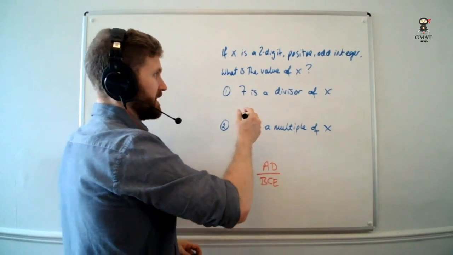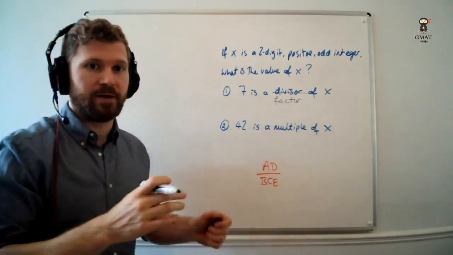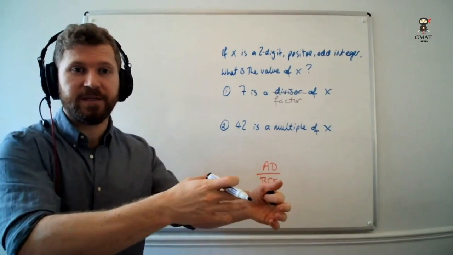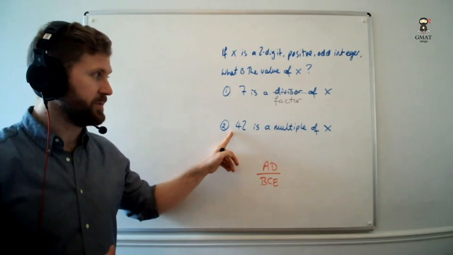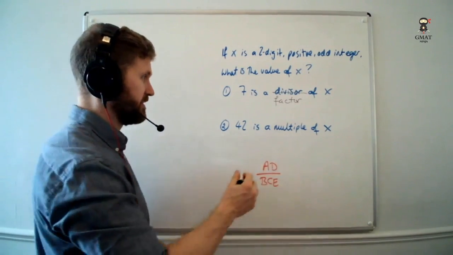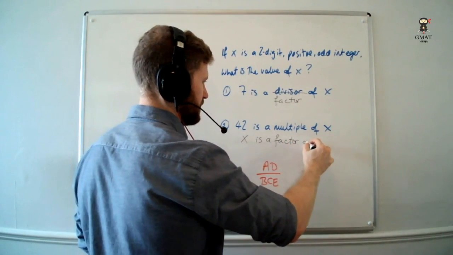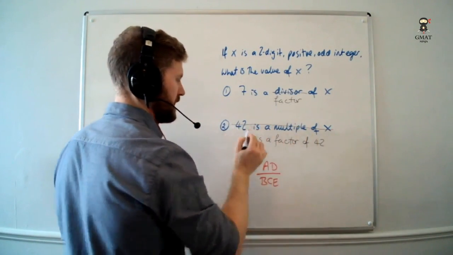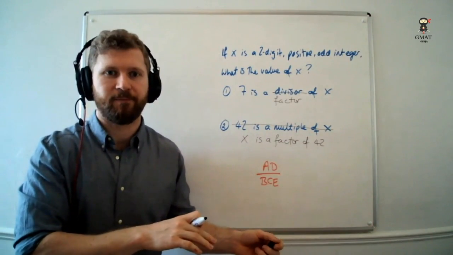7 is a divisor of x. Well, that's the same thing as saying that 7 is a factor of x. Now, I always want to say A is a factor of B whenever I'm doing this, so I'm doing the same thing. Number 2 is a bit more difficult to rewrite. If 42 is a multiple of x, then x is a factor of 42. And I'm back to doing the same thing. I'm performing the same process every time.